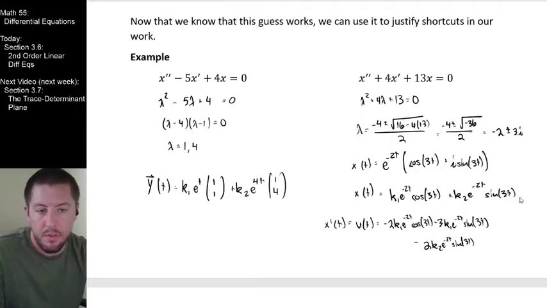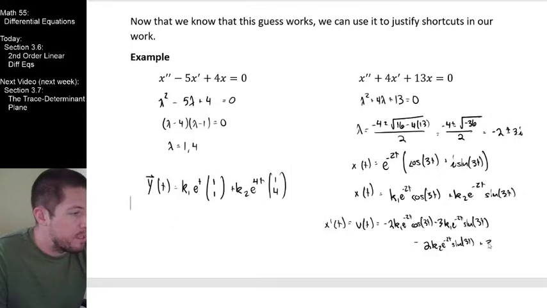Finally, we get the second part of the product rule from our second term, where we took the derivative of sine and left the e to the negative 2t alone. The derivative of sine of 3t is 3 cosine 3t. So I'm going to get a plus 3k2 e to the negative 2t cosine of 3t.